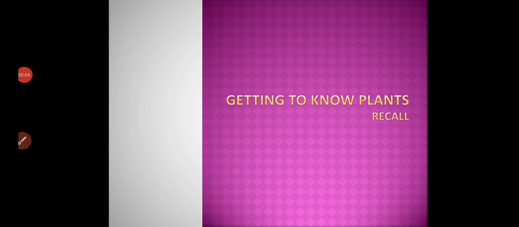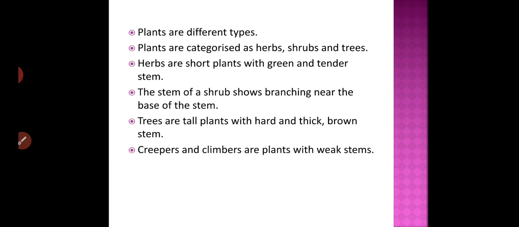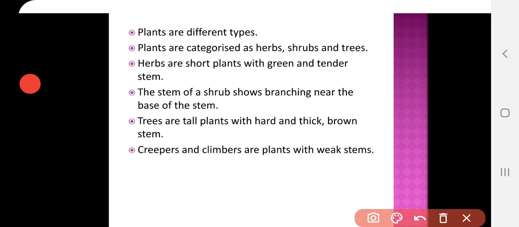Today, we are going to recall the important points in Chapter 7, Getting to Know Plants. Plants are of different types. You can observe different types of plants in our surroundings. One plant is tall and another plant is short. So, these are different types of plants. Plants are categorized as herbs, shrubs, and trees. There are three categories: herbs, shrubs, and trees.